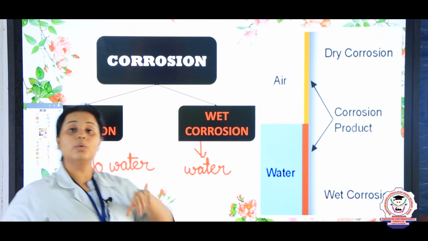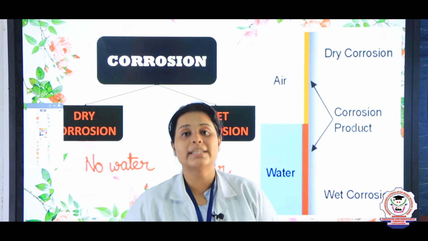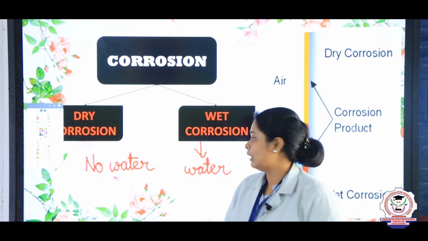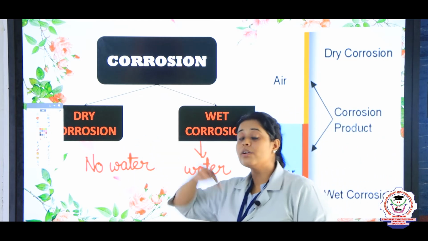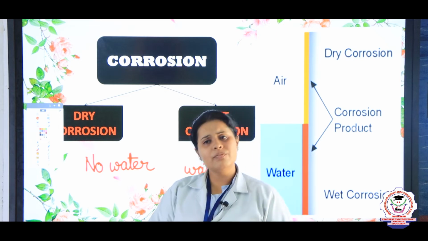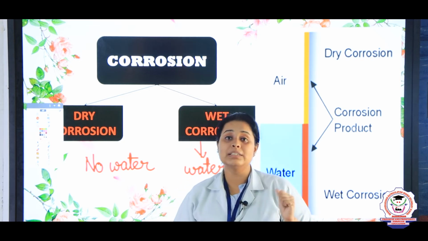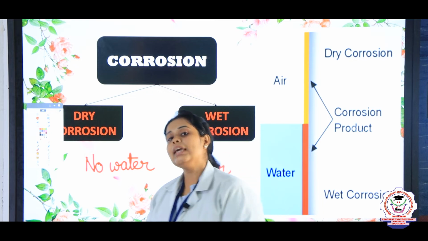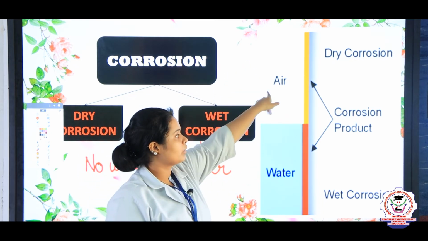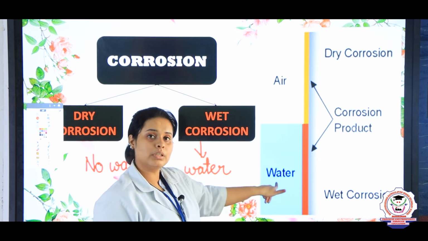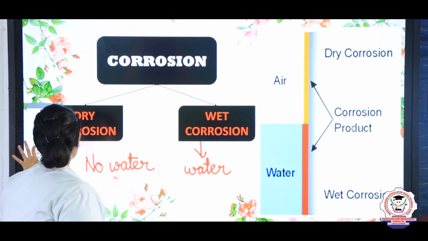Same way wet corrosion can be due to the electroplating process, and it is also known as electrochemical corrosion. Same way dry corrosion is also known as a different kind of corrosion which is due to the presence of chemicals. Okay? Yes. And here also you can see dry corrosion due to the air, the wet corrosion due to the water.